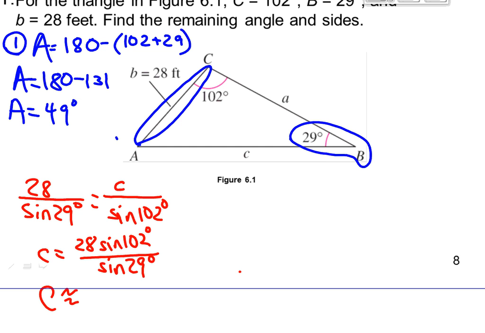C is approximately, and I don't know that it told us to round. If it doesn't tell you to round, as long as you round appropriately, that's the most important thing. So does anybody know what that is yet?